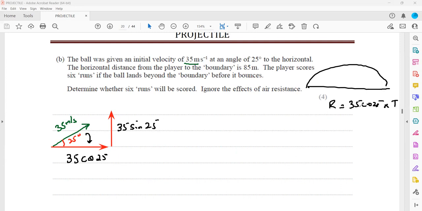So we have 35 cosine 25, but we don't know the time. How do we work out the time? First, we find the time to reach the maximum height, and the total time will be twice that. The same time it takes to reach the maximum height, it takes to come down. So total time will be 2t. First, we have to find the time to reach the maximum height.